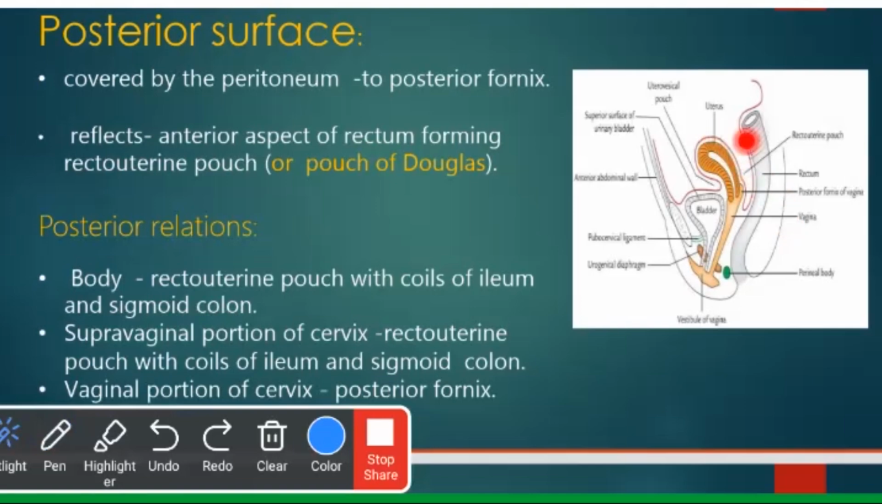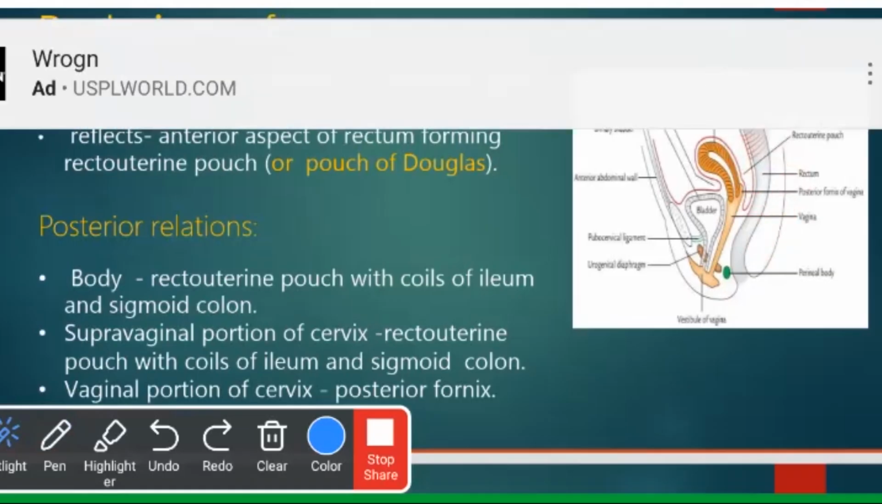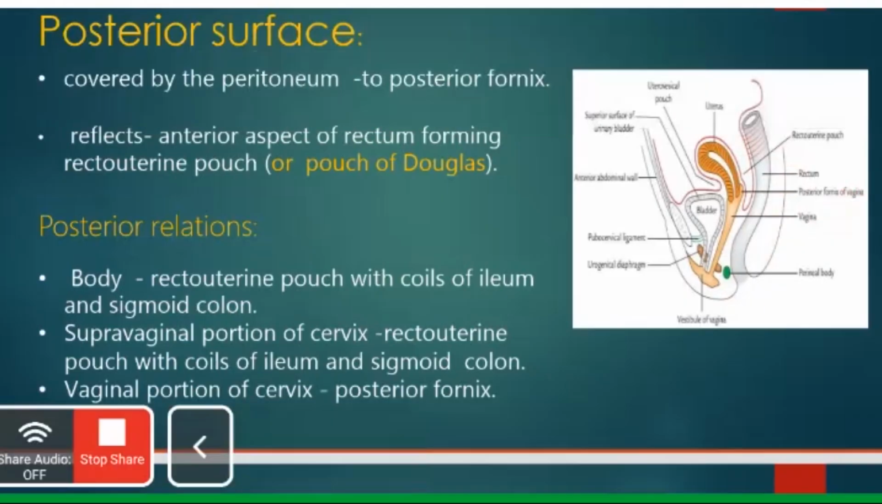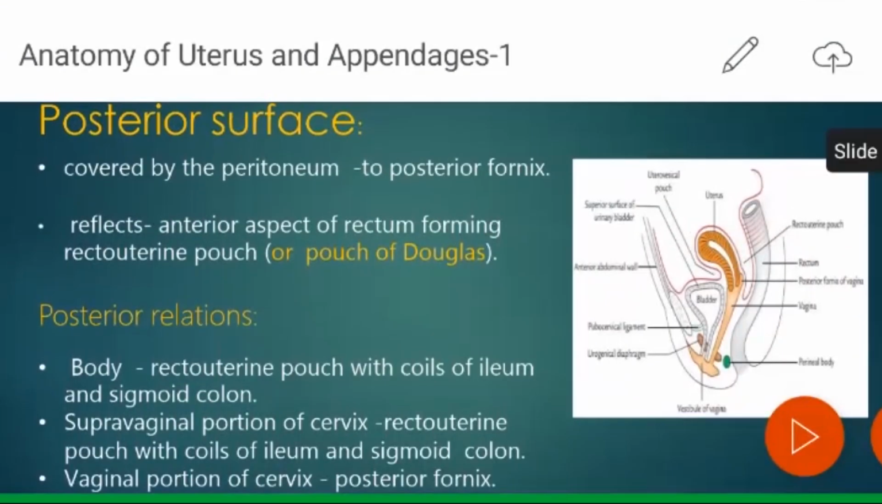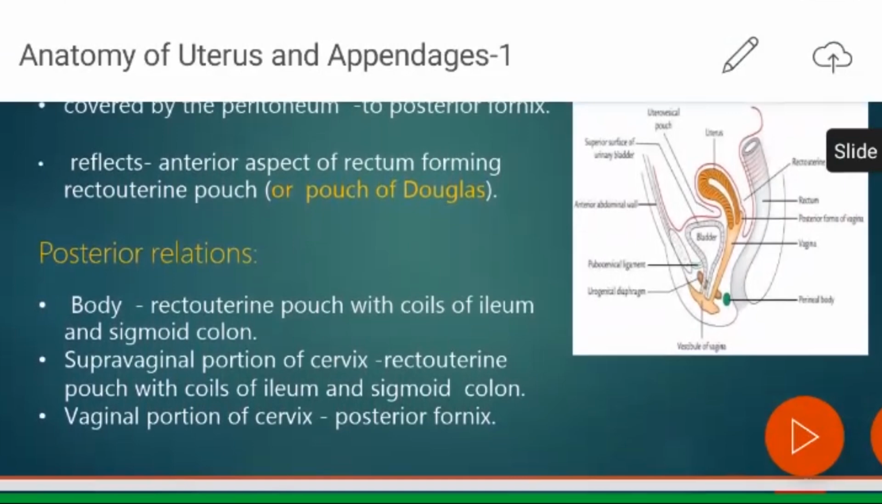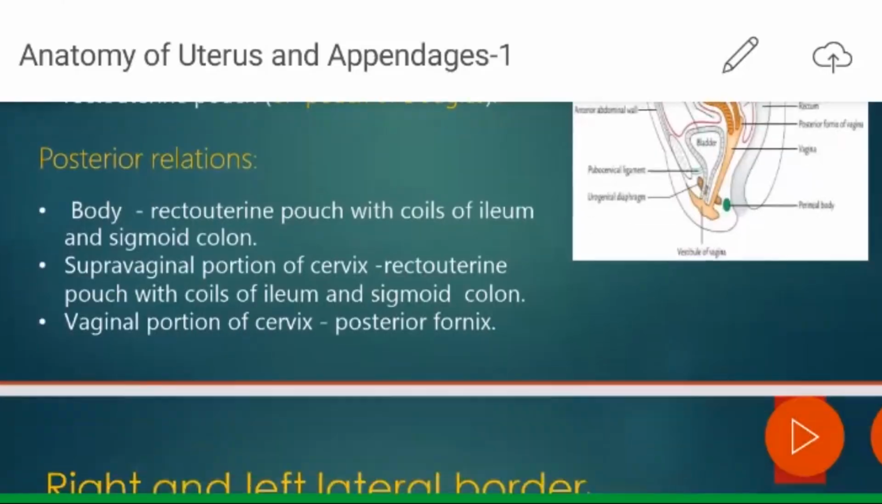So the posterior surface, this is the rectum and peritoneum, and the pouch-like structure between the rectum and uterus is the pouch of Douglas. Up to the body, it is the rectouterine pouch along with the coils of ileum, and the supravaginal portion of the cervix. In the posterior relation, as you can see here, it is the same rectouterine pouch with coils of ileum and sigmoid colon, and the vaginal portion of the cervix is the posterior fornix.